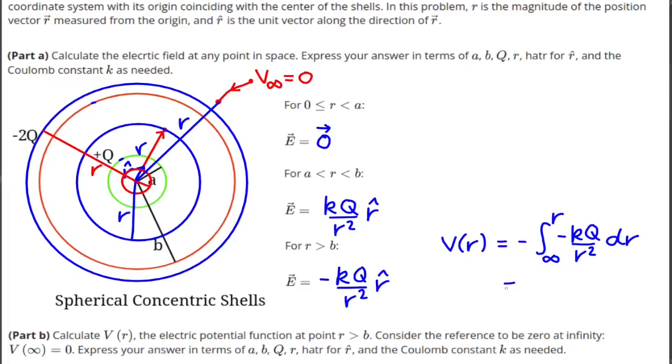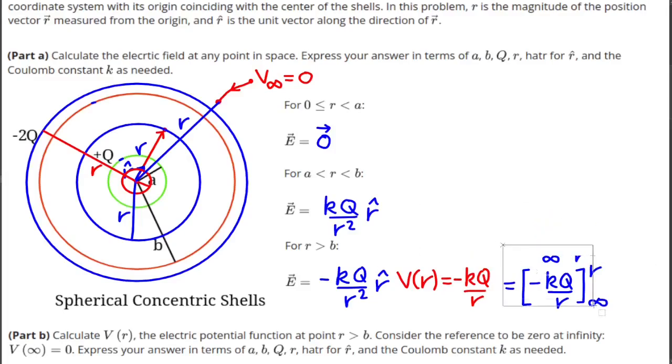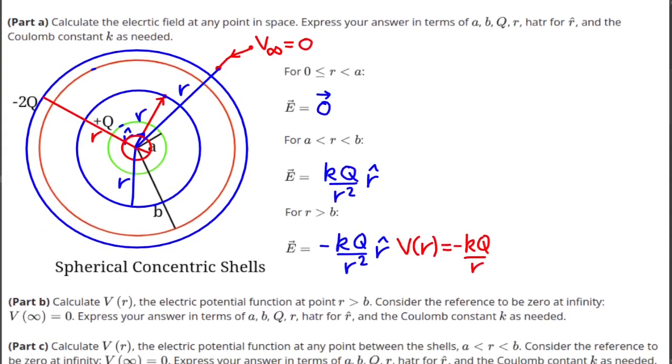So what we get is minus kq on r, evaluated at infinity and r. We did a shortcut, but you'd really evaluate this as an improper integral. So that gives the electric potential as a function of r as minus kq on r. And now we'll get rid of this calculation and go to part C.